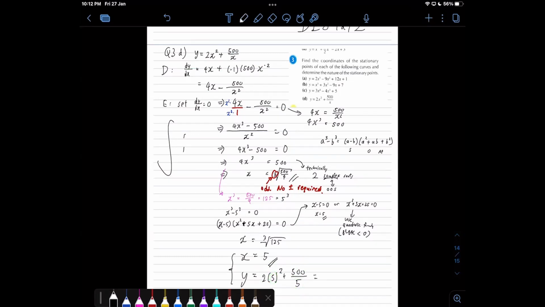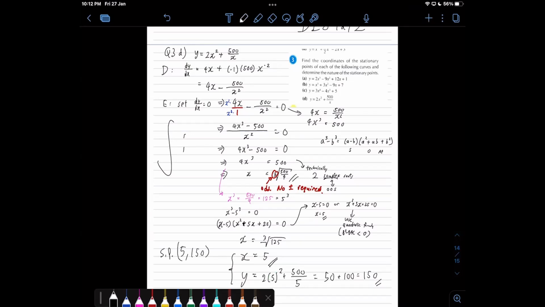Okay, let's just calculate this. 5 squared is 25, 25 times 2 is 50. 500 over 5 is 100. So you get 150. Is that okay? I'm going very fast. So the stationary point is (5, 150).